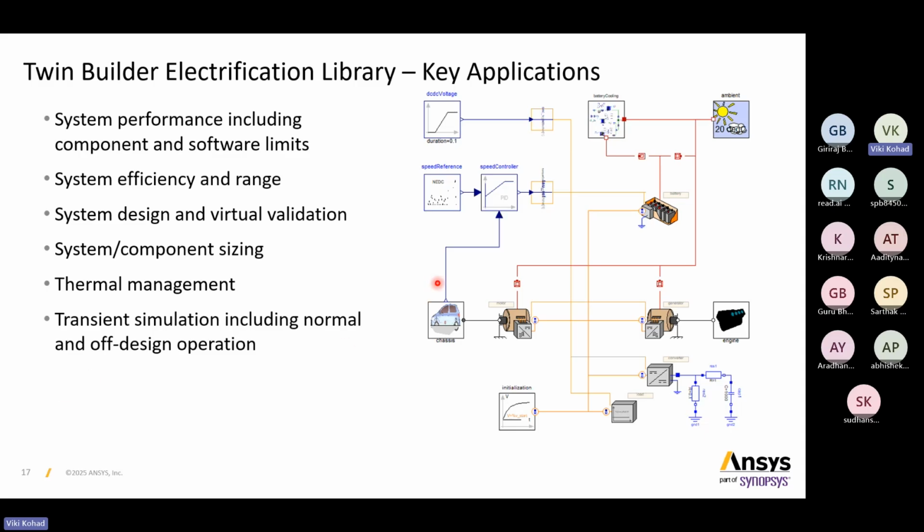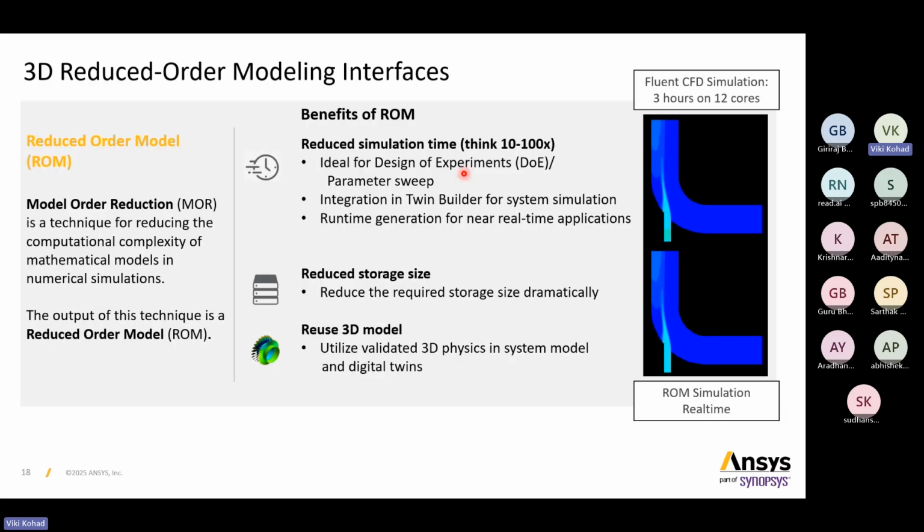Then this is one basic model, or the key application of electrification libraries, that you can say. Now the 3D reduced order modeling interface. Reduced order modeling is basically the ROM model. It is the compressed model of your 3D physics model. It maintains the dominant data that you have in your 3D physics, and it solves that data as a 0D application, or your lump model. By using that lump model, it reduces the time of your simulations.